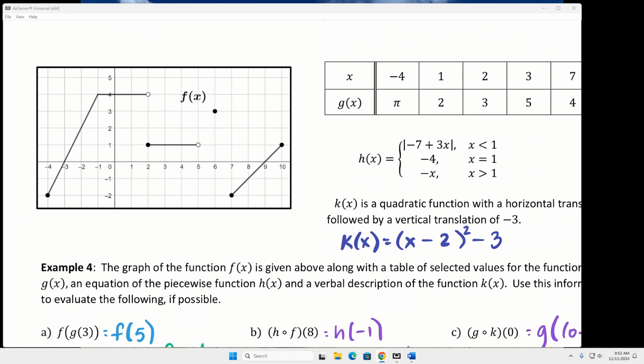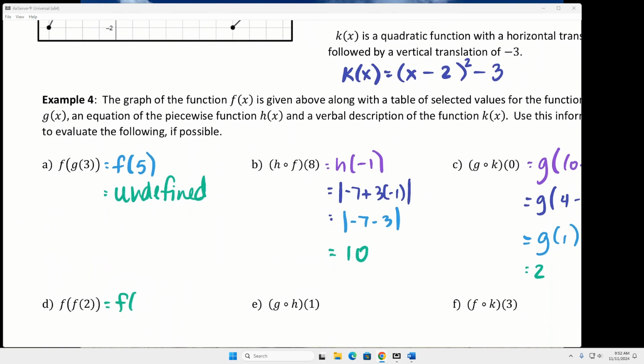So when you guys go to find f of 2, you have to make a decision. It's only going to have one value, so you have to decide between the closed circle or the open circle. Always choose the closed.